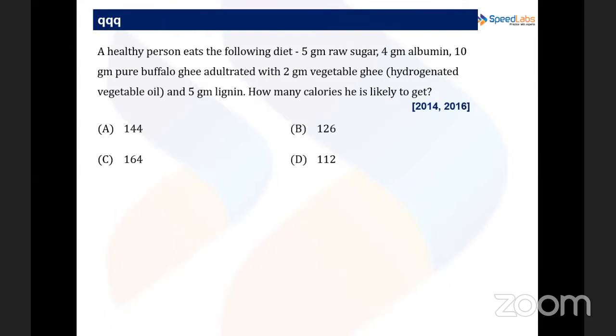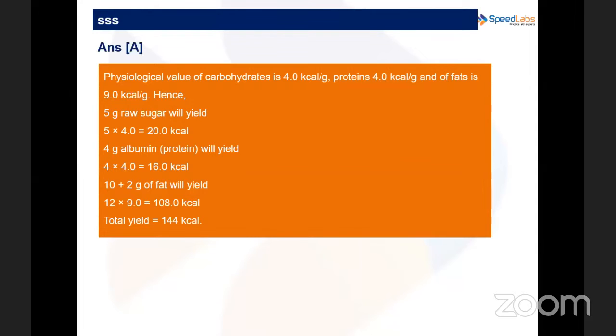You can answer only when you know the physiological values of calories provided by the different components of food. So the answer to this question is 144 kilocalorie. Let's look how the answer is 144. Physiological value of carbohydrates is 4 kilocalories per gram. Proteins also provide 4. Fats provide 9 kilocalorie per gram.